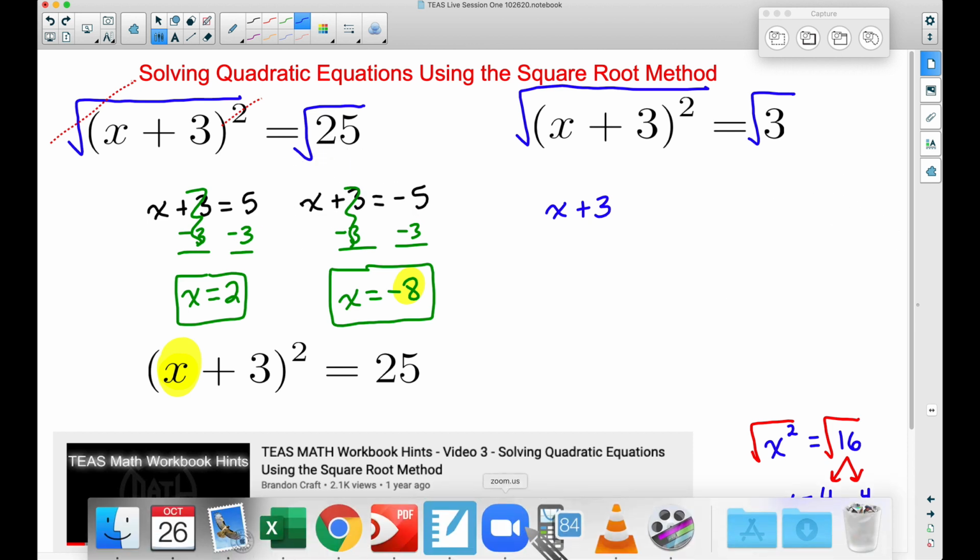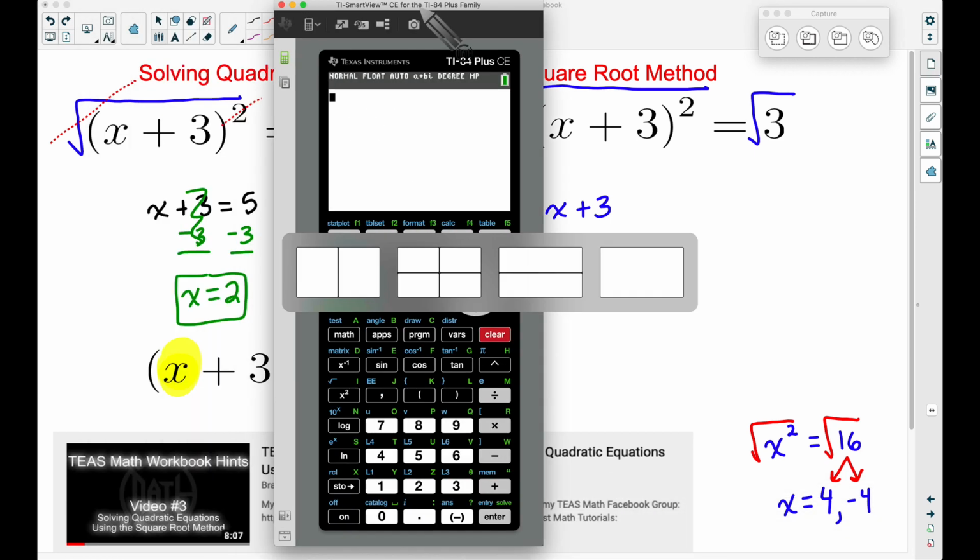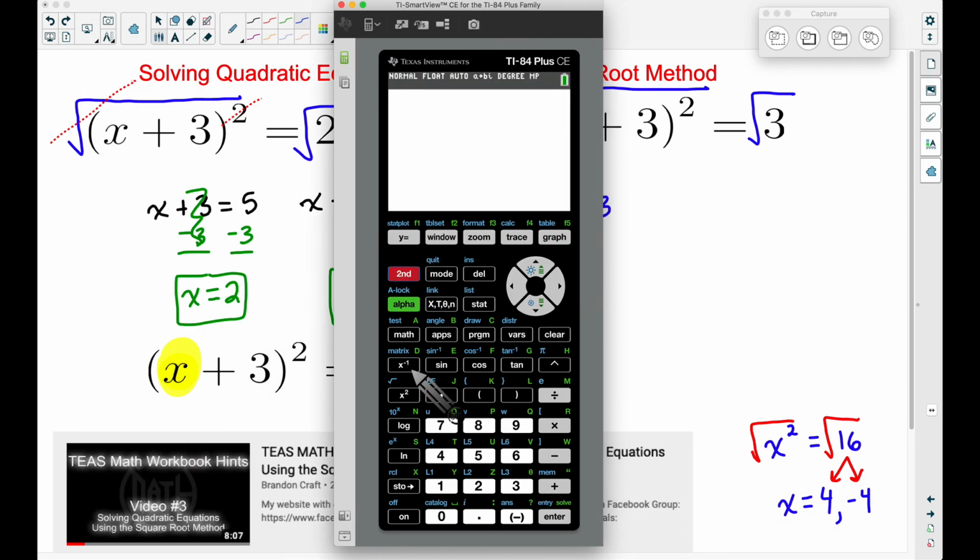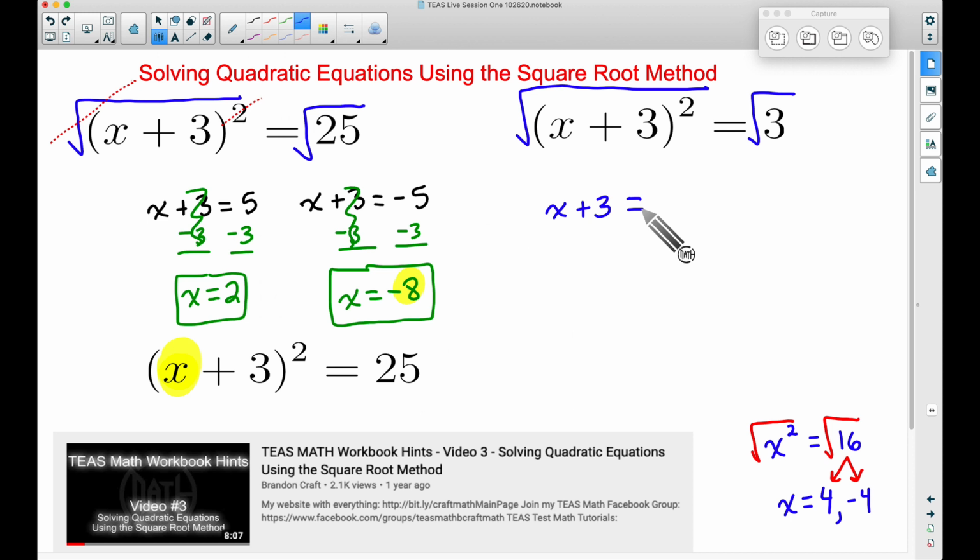Here's what I mean by that. Let me just pull up, now, unfortunately, you cannot use this fancy calculator on the TEAS, but if we look at the square root of 3, it's an ugly number. So what do we do with it? Leave it alone. You just leave it as the square root of 3. So since it's ugly, I'm going to leave it like that. Now, we did say the square root of 25 was 5 because that's a nice square root.